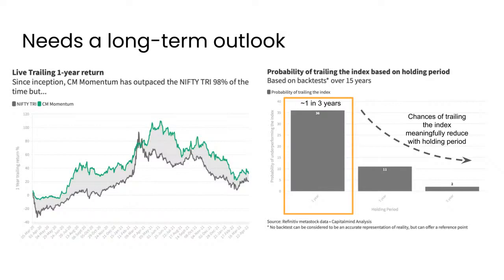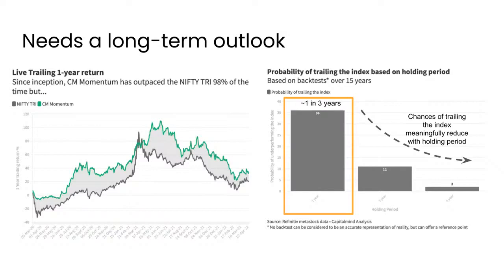So on the right is the probability of a momentum kind of a strategy, especially ours, underperforming the Nifty on a 1 year, 3 year, and a 5 year basis. On a 1 year basis, you can expect it to underperform one in any given 3 years. And this is based on backtests, which by definition tend to be optimistic. So we don't think of backtests as an accurate representation of reality, but they give you some kind of reference to think about portfolio performance.